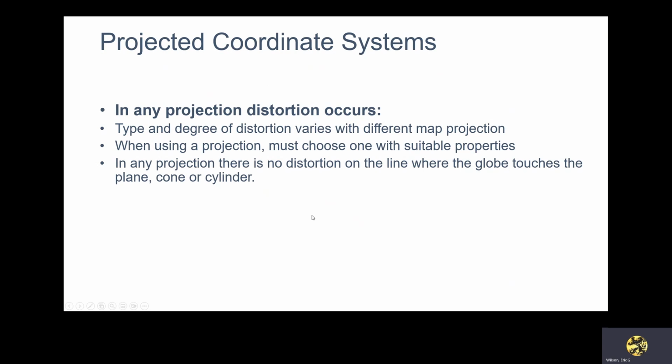In any projected coordinate system, there's always going to be distortion. The type and degree of distortion varies with a different type of map projection. We'll talk about that in a minute. And so we must choose one that's suitable for the needs that we have. In any projection, there's no distortion, however, where the line on the globe touches the plane of the projected surface we're putting the projection onto.